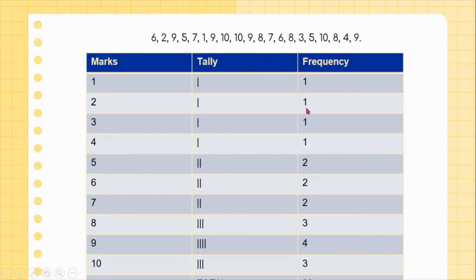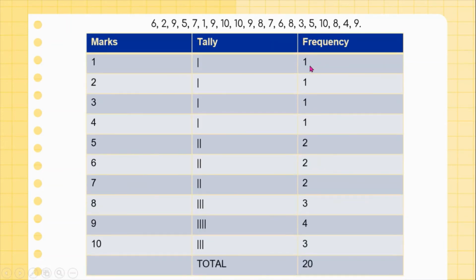For 1, we have 1. For 2, we have 1. For 3, we have 1. For 4, we have 1. For 5, we have 2. For 6, we have 2. For 7, we have 2. For 8, we have 3. For 9, we have 4. And for 10, we have 3. So overall, there is 1 who got 1, 1 who got 2, 1 who got 3, 1 who got 4, 2 who got 5, 2 who got 6, 2 who got 7, 3 who got 8 and 10, and 4 who got 9. And overall, there are 20, since there are 20 students.